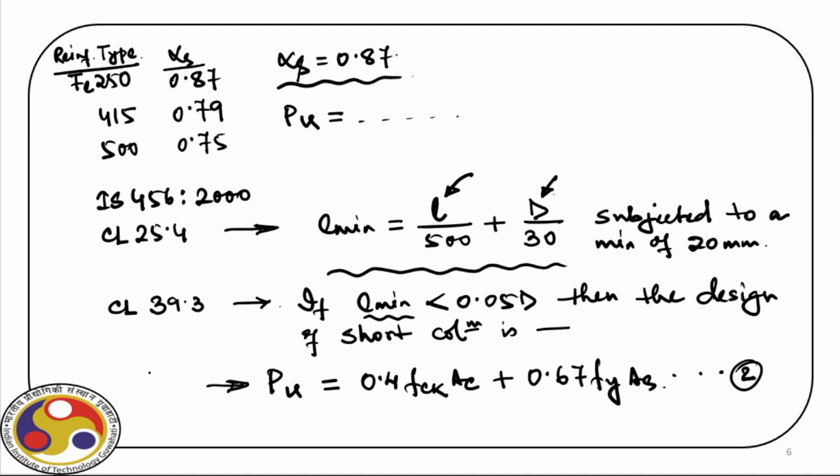Now, here one thing to be noted, as you can see, we have 0.05 D is greater than the minimum amount of eccentricity that we design, and if you use this expression, what we can conclude is that D must be greater than or equal to 400 millimeter.